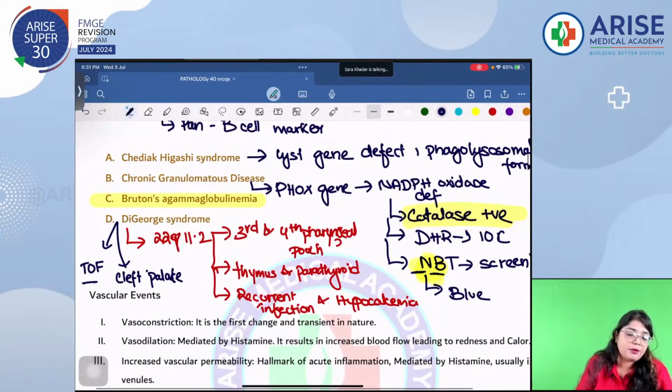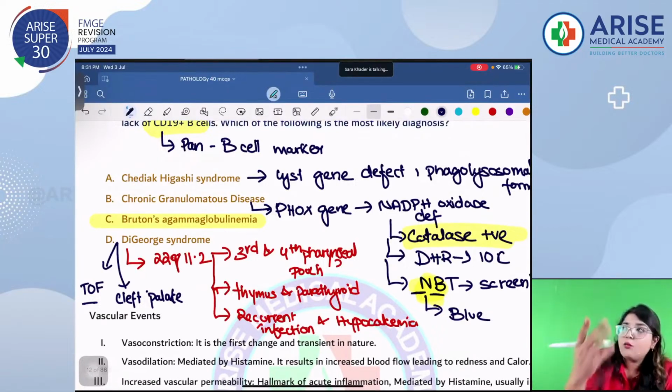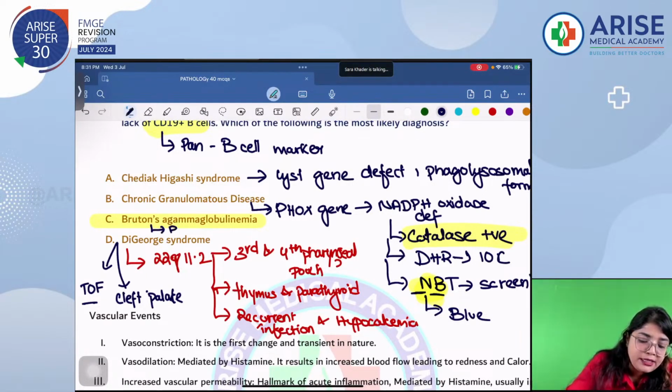So remember, this is all about your DiGeorge syndrome. Bruton is everything with B. What is affected? Your BTK gene is affected. Okay, BTK gene. I'm just going to write it here. BTK gene is affected, and that affects the B cells.